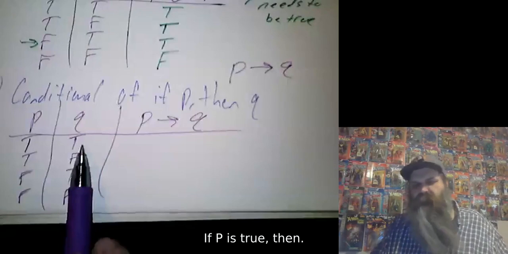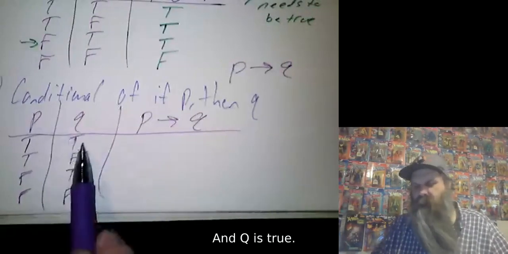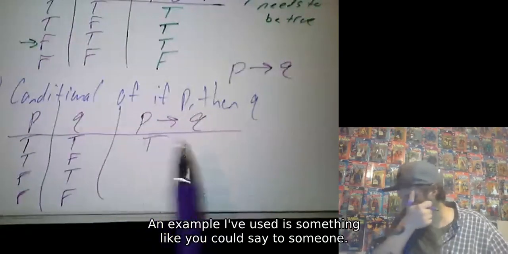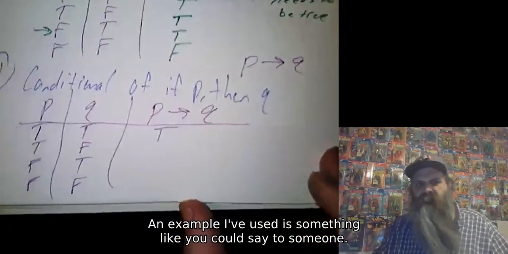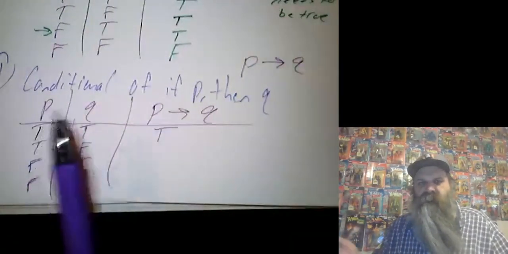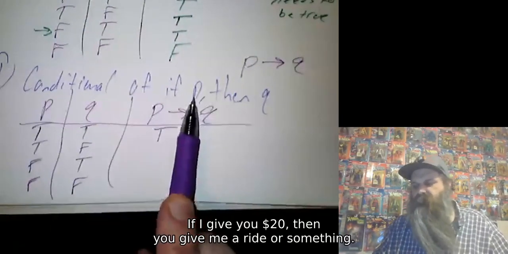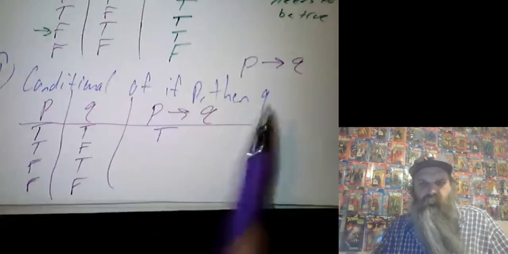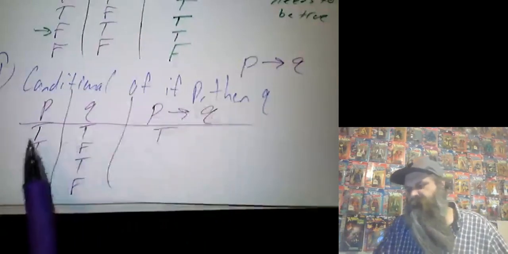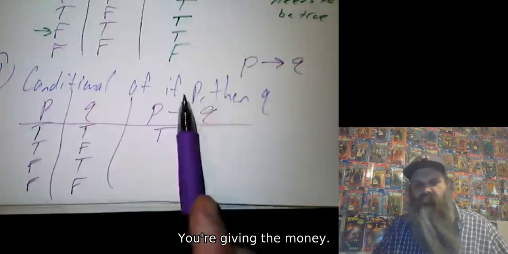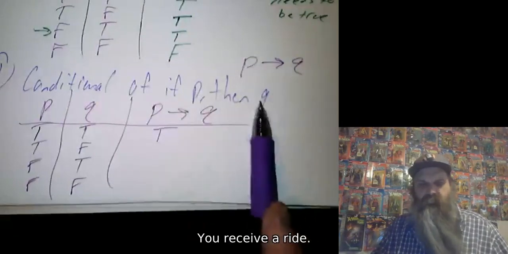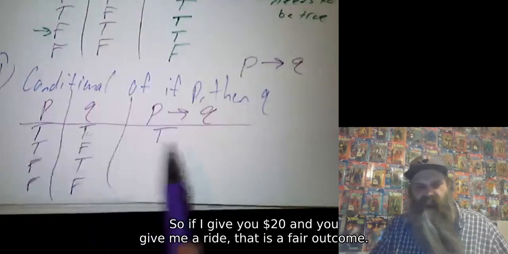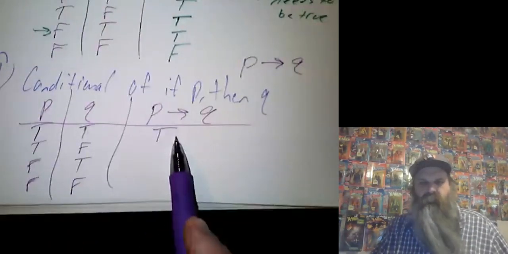If P is true, and Q is true, that is a true outcome. An example I've used is something like, you could say to someone, if I give you $20, then you give me a ride. Think about it from your perspective. You're giving the money, you receive a ride. So if I give you $20 and you give me a ride, that is a fair outcome.